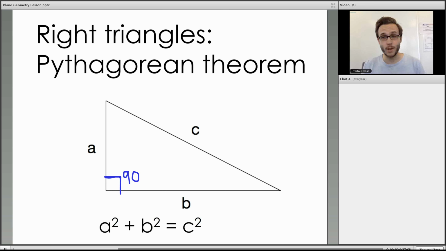And in fact, the triangle can only have one angle that is 90 degrees. If a triangle had two angles that were 90 degrees, that would add to 180, and you would have a straight line, not a triangle.